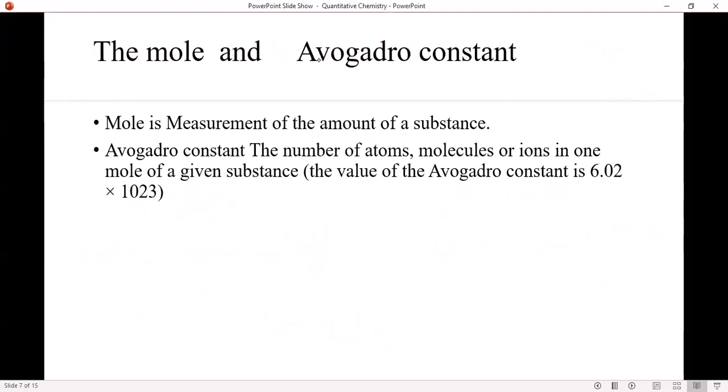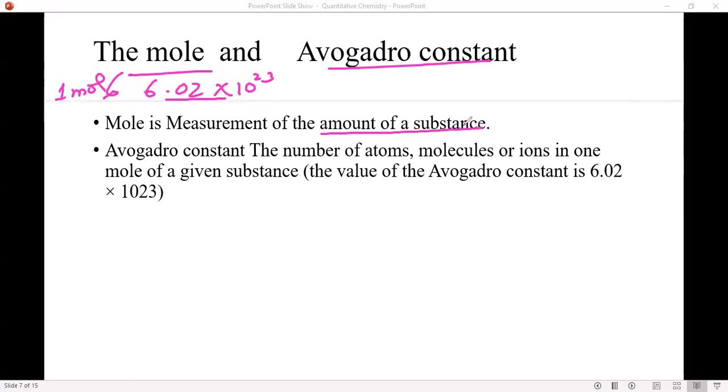The mole and Avogadro constant. What is a mole? A mole is just a number, a big number: 6.02 times 10 raised to power 23. This is 1 mole. So if I ask you what a mole is, you can say a mole is a big number, and we use the mole to measure the amount of substances. Generally, you can say half a glass of water, or if you are a guest, you can say, I need 1 spoon sugar, I need 2 spoon sugar. But in chemistry, you will say amount of substance. You will say, I need 1 mole sugar, I need 0.2 mole sugar, I need 5 mole water. So mole is the measurement of the amount of substance.